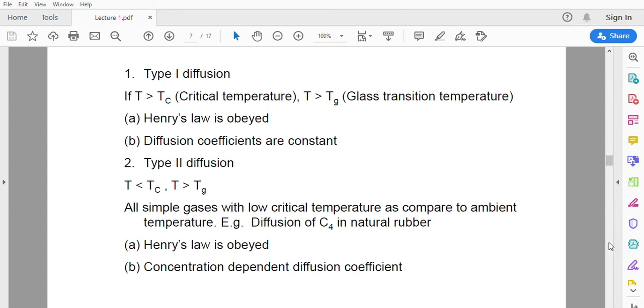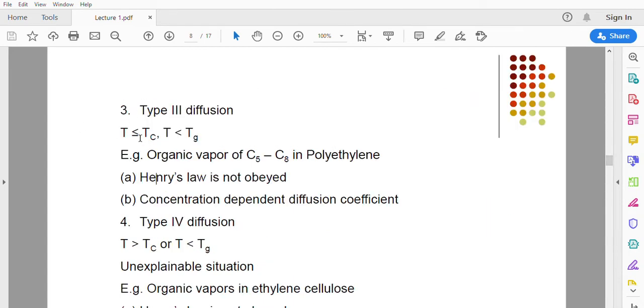And in the third condition, if you have the environment temperature lower than the critical temperature of the gas and lower than the glass transition temperature of the polymeric membrane, then you cannot use Henry's law, and the diffusion coefficient will be concentration dependent. Okay, now the fourth point.